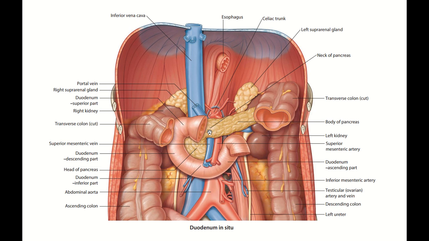Let's take a look at some relations. What is anterior to the first part? To the first part, you're going to have the caudate lobe of the liver in its anterior portion. And then inferiorly, you're going to have the head of the pancreas, as you're going to see.